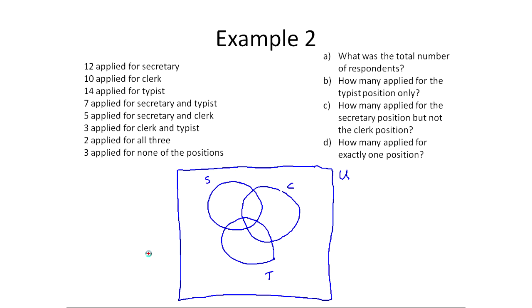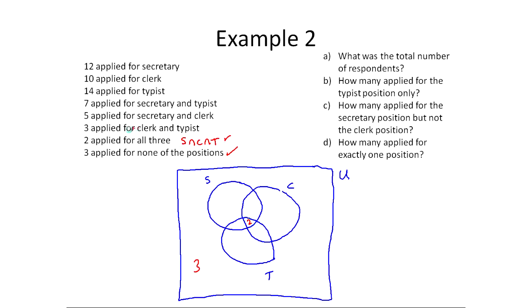Now, just like the previous problem, I can start breaking down the information and taking care of the overlap. So 3 people applied for none. That would be out here. They're not in any of the sets. Okay, so we took care of that. 2 applied for all 3. That would be S intersect C intersect T. That'd be this section right here. So 2 people applied for all 3.